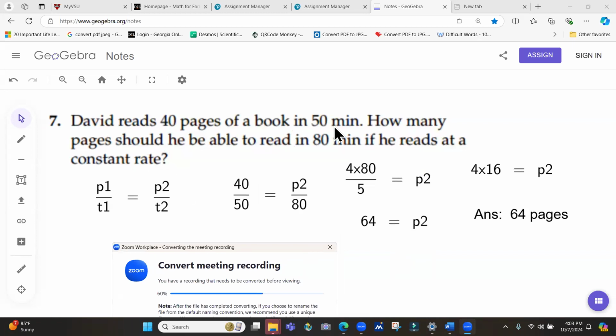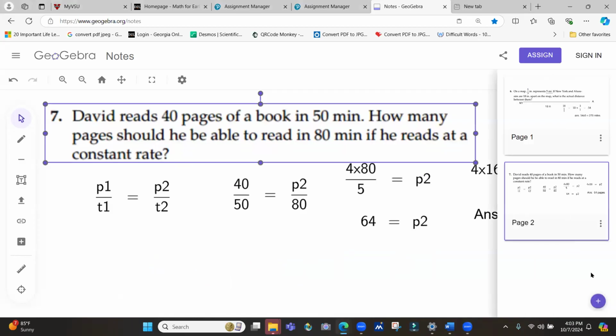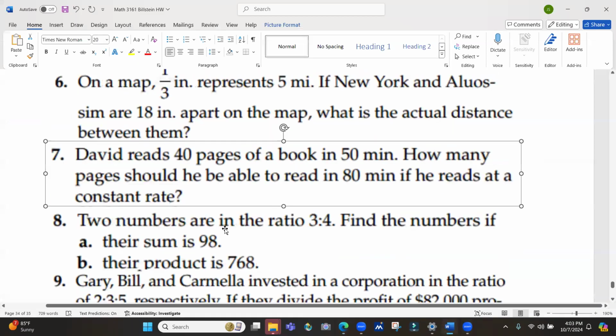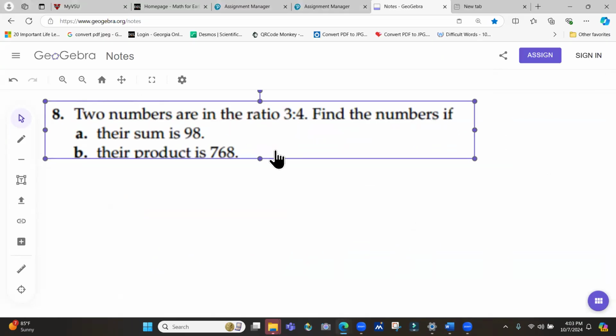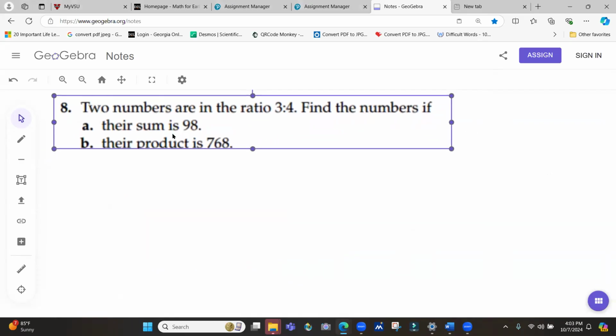Okay. Hopefully you got a chance to look at number 7. Let's do number 8 and number 9. Okay, this is a little tricky, number 8. So stay extra alert. Two numbers are in the ratio of 3 to 4. Okay, there's a little bit of algebra here.